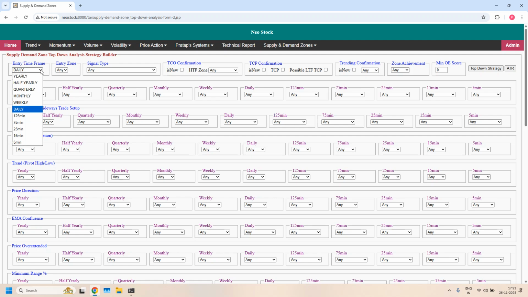Sideways long trade setup for monthly income trade, entry time frame zones are daily demand zone. Here bullish or bearish or sideways at entry time frame daily, selecting sideways long. Zone achievement violated opposing zone. Minimum odd enhancer score should be 11 for sideways.